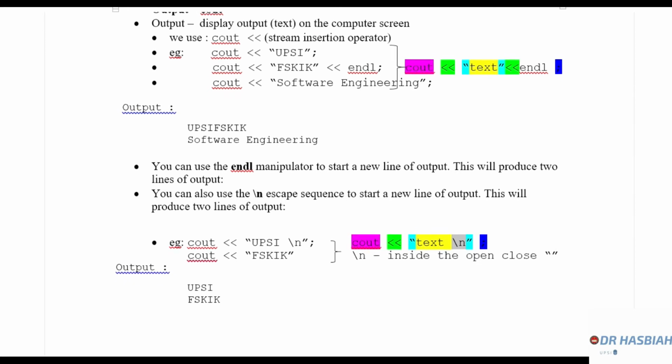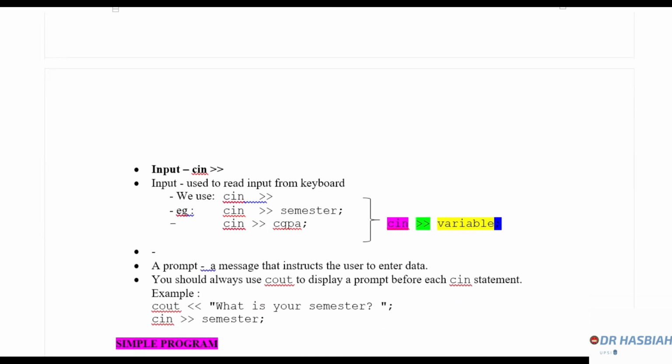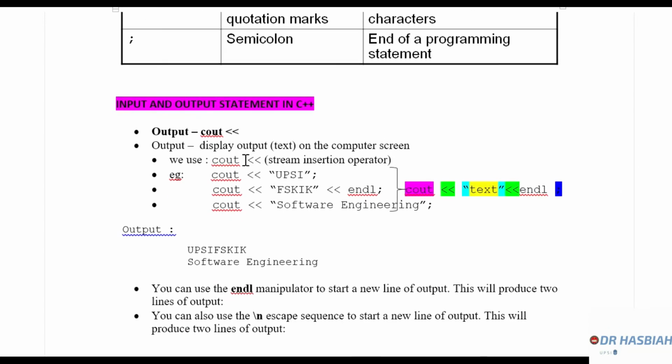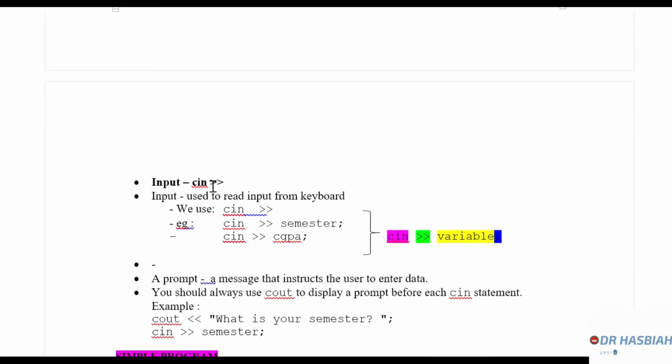Okay, now we move to the next one, cin. If you want to input the data from the keyboard, we use cin and then we still use the bracket, but the symbol is different. Just now you used the smaller than symbol, but this one is greater than. Cin and then greater than. So this is the bracket symbol. In order to input the data from the keyboard, you have to use the cin.